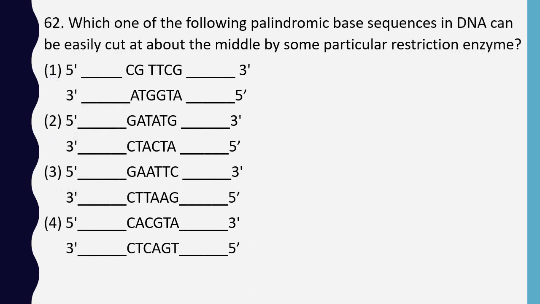Question number 62. Which one of the following palindromic sequence bases in a DNA can be easily cut at about the middle by some particular restriction enzyme? The sequences are given. Correct answer is option 3, that is 5' GAATTC and 3' CTTAAG. This is a palindromic sequence which can be easily cut by a restriction enzyme.